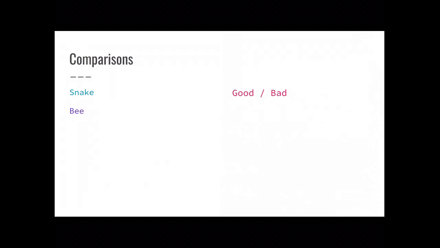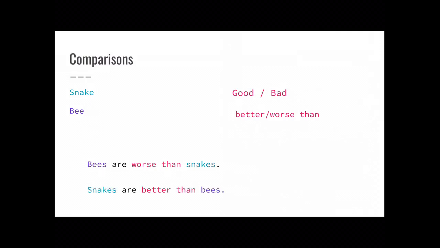So let's see some irregulars. We're going to compare a snake to a bee using the words good and bad. How do we put good and bad into their comparative forms? Let's look. It's better or worse. So bees, in my opinion, are worse than snakes. And snakes are better than bees.